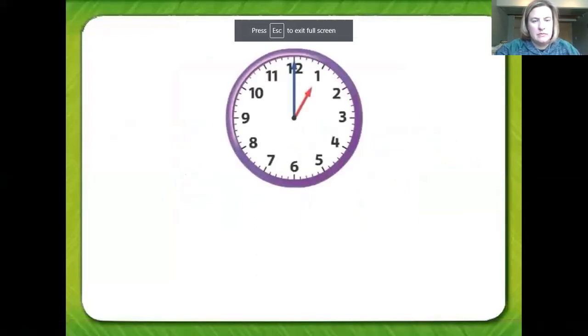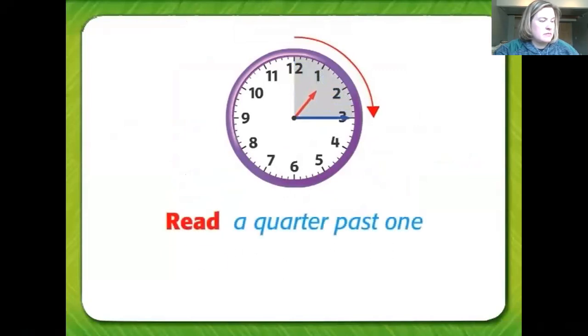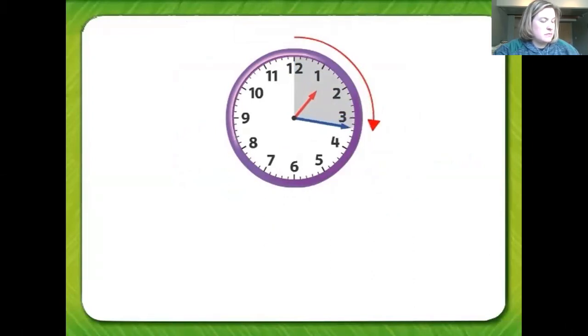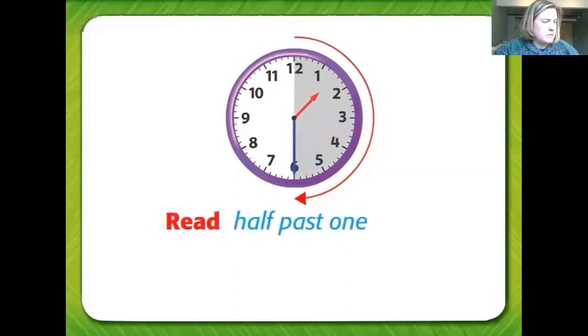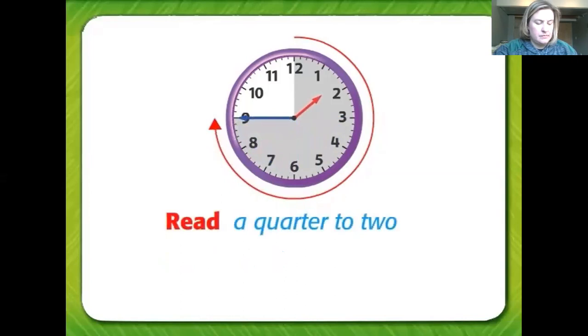Max had a dentist appointment at 1 o'clock. He was a quarter of an hour late and did not arrive until a quarter past 1 o'clock, or 1:15. A quarter of an hour is 15 minutes. A quarter of an hour later, Max left the dentist office at 1:30. Half an hour is 30 minutes. Max arrived back home a quarter of an hour later at 1:45. Remember, a quarter of an hour is 15 minutes.